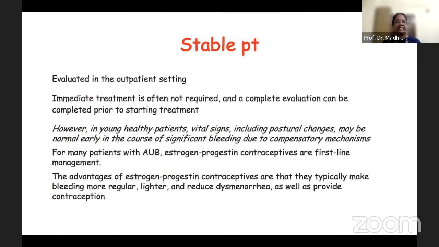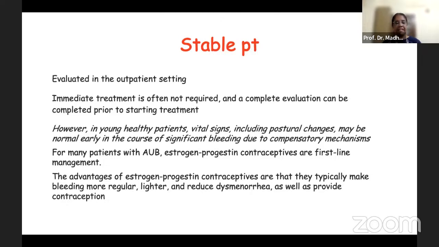Now, when a patient presents to our OPD and she is stable, we do not immediately have to treat her. We first evaluate and then give the proper treatment. But sometimes, remember, in young healthy adults with normal vital signs, including postural changes, it may be normal because they have excellent compensatory mechanisms. Keep this in mind. Don't always think a patient who looks okay is actually okay.